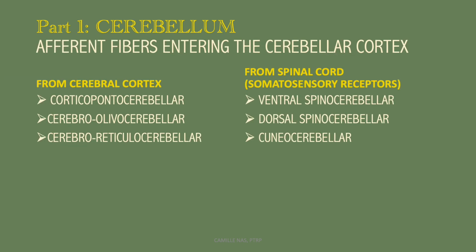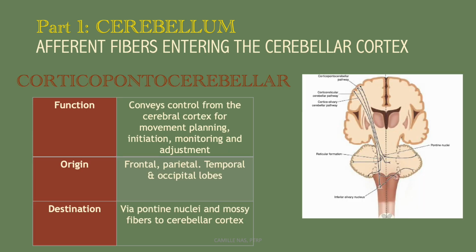So, afferent fibers entering the cerebellar cortex, these are the major tracts. From the cerebral cortex, or from the brain, we have corticopontocerebellar, cerebro-olivocerebellar, cerebro-reticulocerebellar, and from the spinal cord, we have the ventral spinocerebellar, your dorsal spinocerebellar, and your cuneocerebellar. Now, let's discuss them one by one.